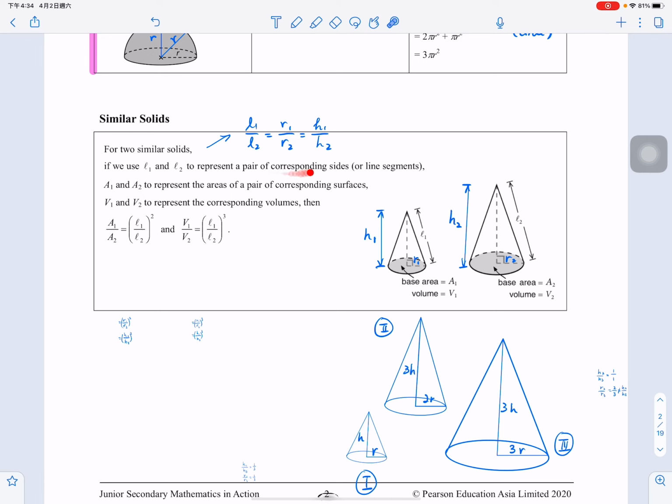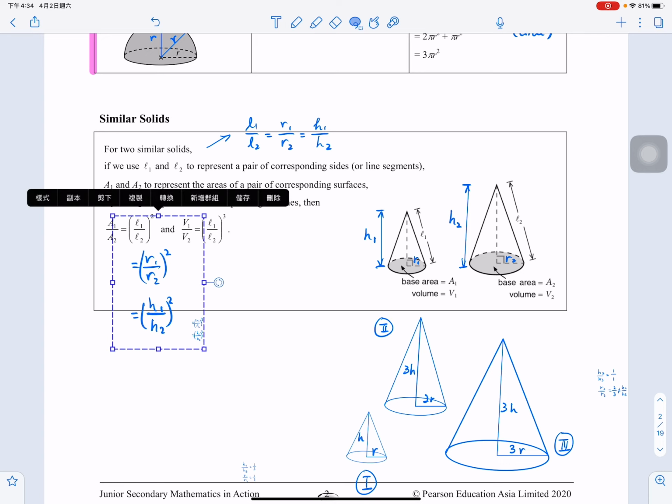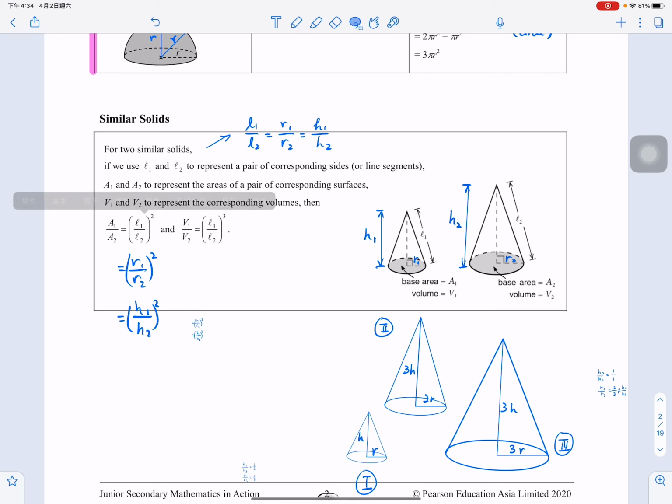So for 2 similar solids, their lengths will have the same ratio. Whatever the radius or height or sling height, they also have the same ratio. Then how about area and volume? Remember, the area ratio will equal L1 over L2, then it takes square. If L1 over L2 takes square, that also will be the same as R1 over R2 squared, or H1 over H2 squared.